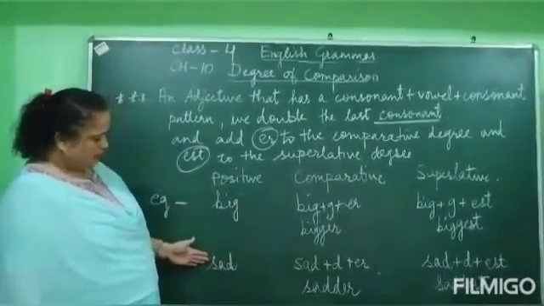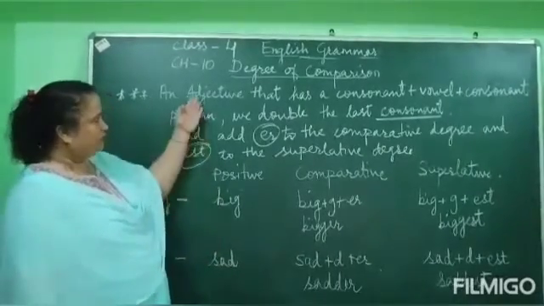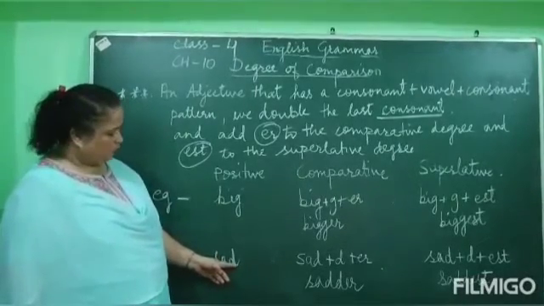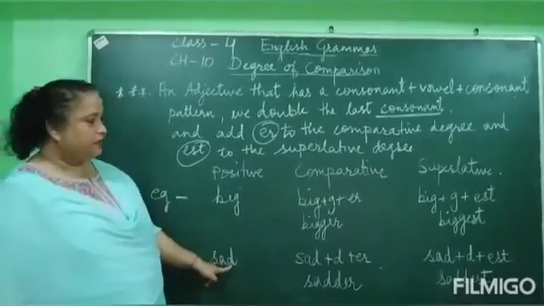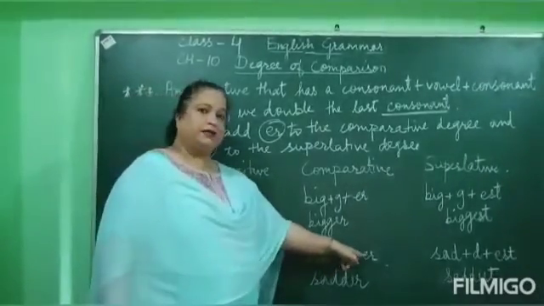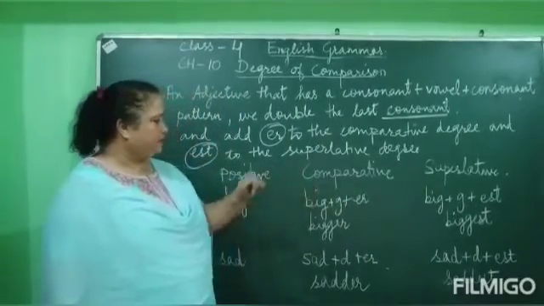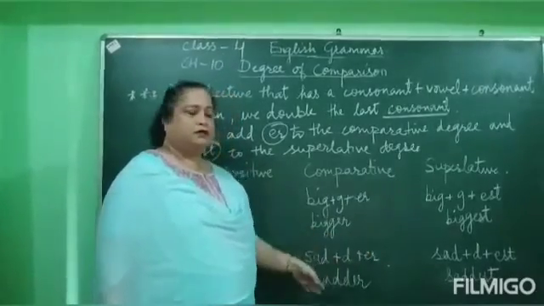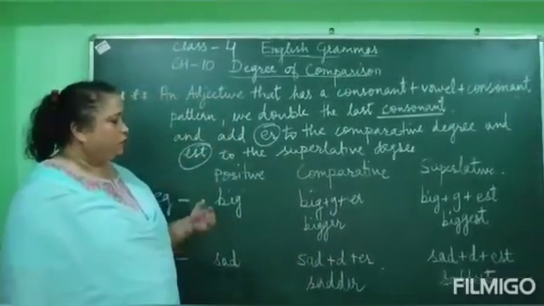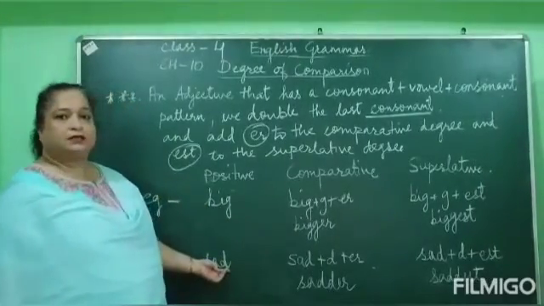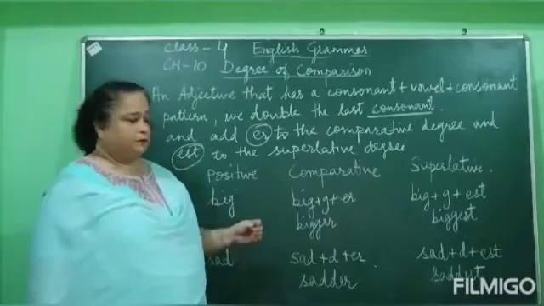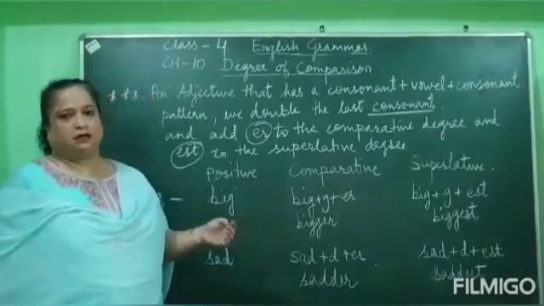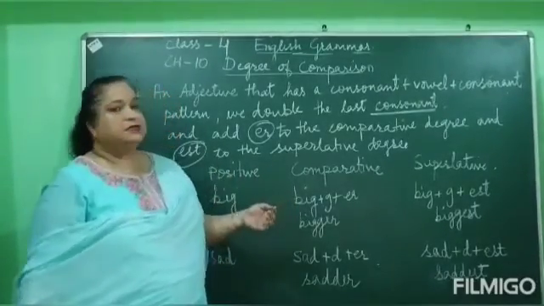Likewise, we do the word sad. This is the same pattern which I have discussed over here: consonant, vowel, consonant. So what happens? The last consonant, that is D, is doubled. And we add ER to form the comparative form. That is SADDER. Sadder. Now to get the superlative form, what do we do? Again double the last consonant. That is double D. So we get the word SADDEST. So we have the superlative form, that is saddest.